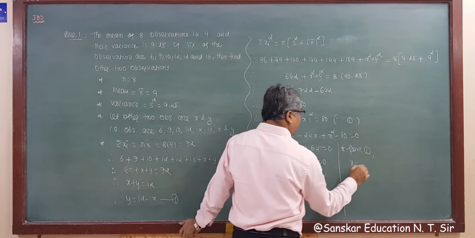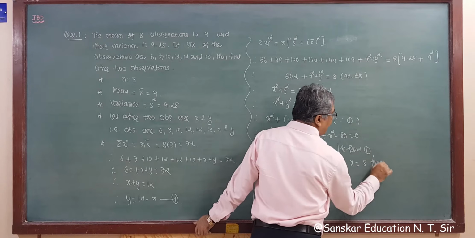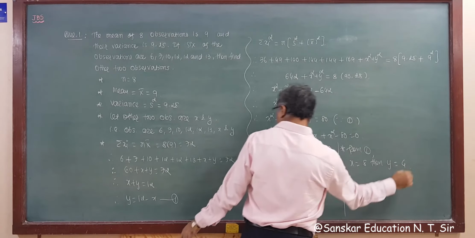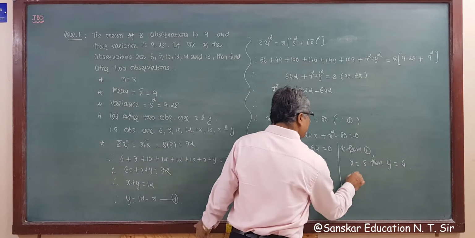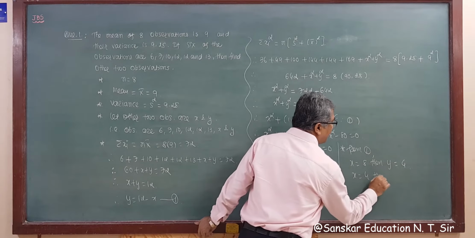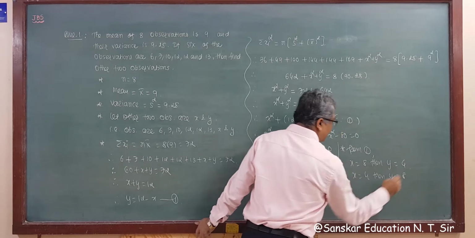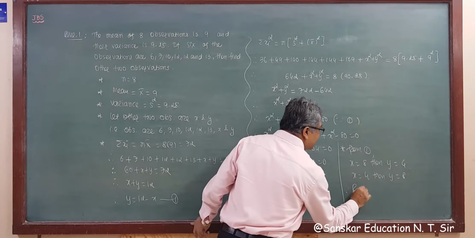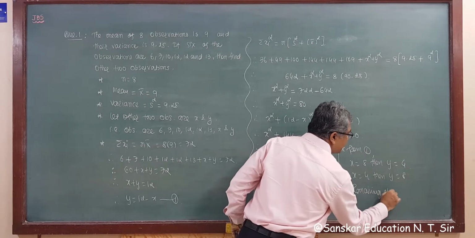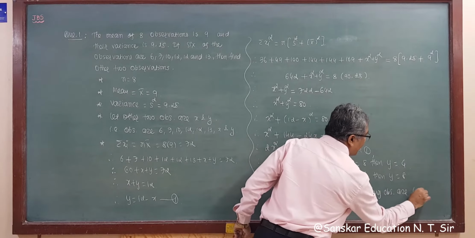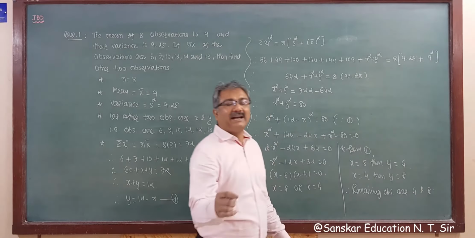if x is equal to 8, then y is equal to 4, and if x is equal to 4, then y is equal to 8. So the remaining observations are 4 and 8, either 8 and 4.